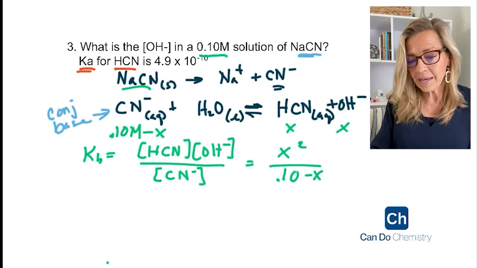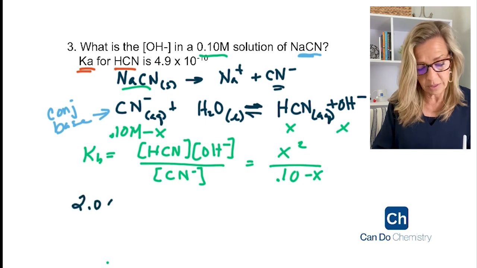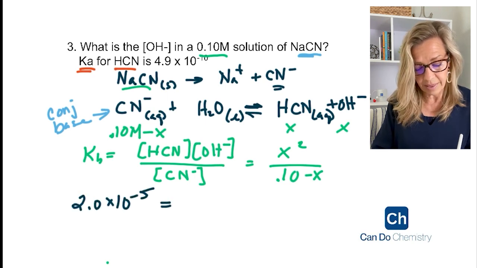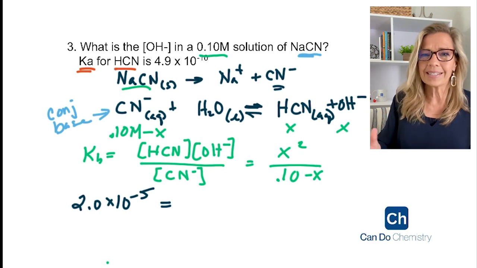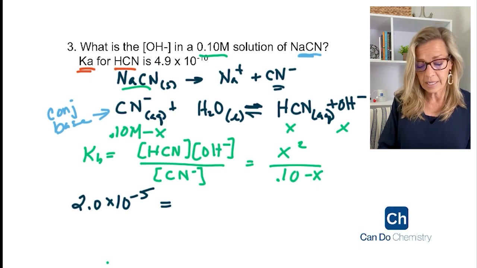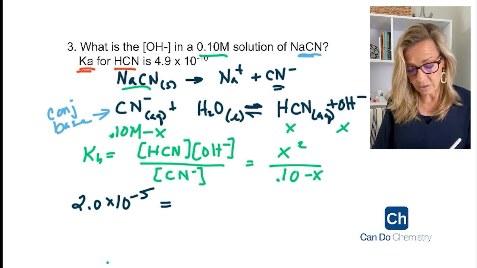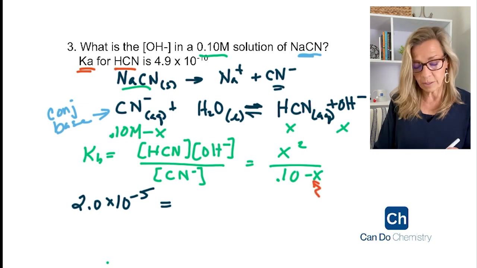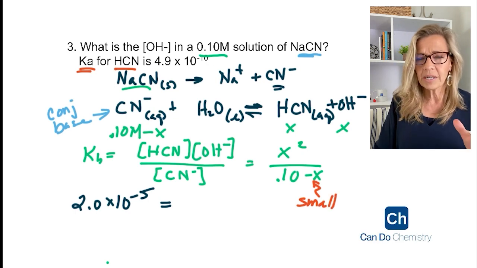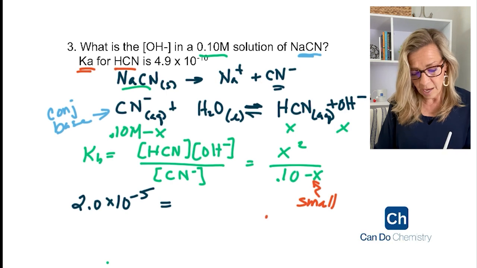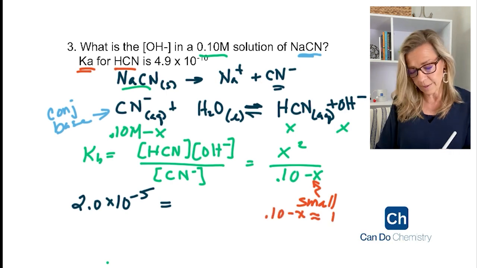Okay, so my Kb that I just calculated was 2.0 times 10 to the minus 5th. And I'm sitting here with an x squared and a 0.1 minus x. And this looks horrible. It looks like we need to use the quadratic formula to solve for x. Is there a way around that? Well, there is. And here is the reason. This little x right here is going to be very small. In fact, we're going to call that negligible, meaning very, very small. So that 0.1 minus x is approximately equal to 0.1.